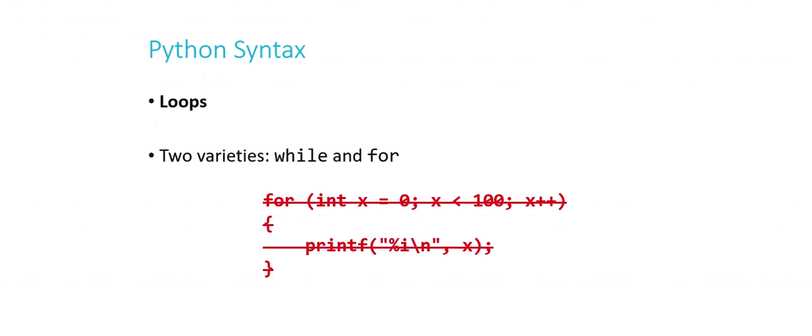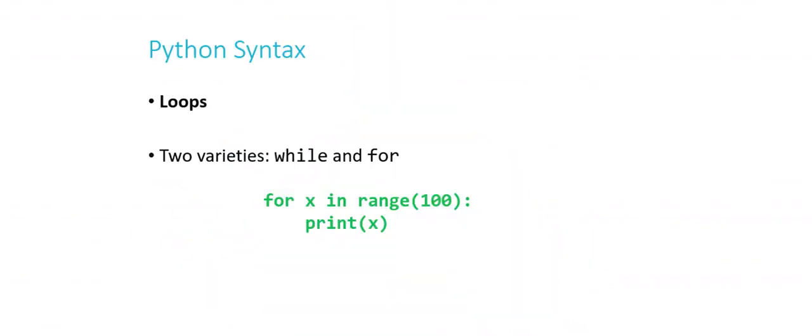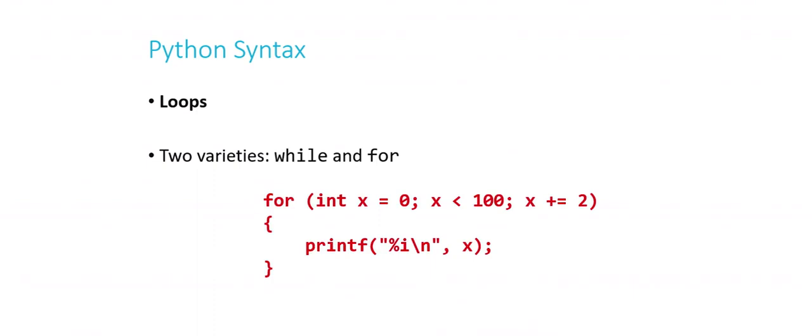In Python, it looks a little something like this. For x in range 100, print x. So range is a function that will give us basically a list, and we'll talk about what that is in just a moment, of all of the numbers from 0 up to 100, but not including 100. So this would give us a list of 0 to 99. And then we're just going to print out every number in that list, starting at the beginning, going all the way to the end.